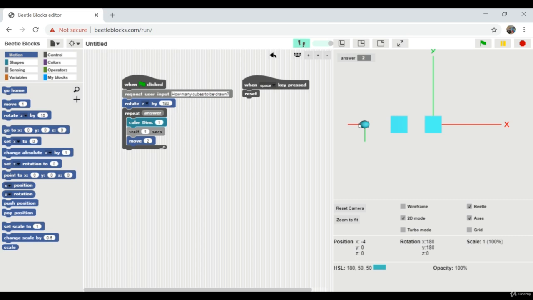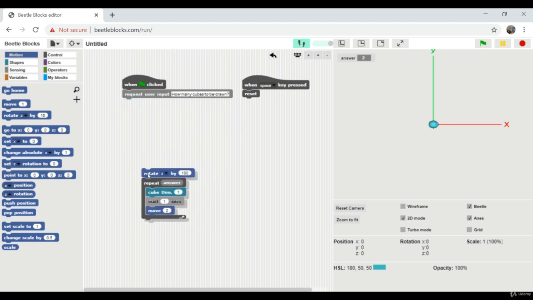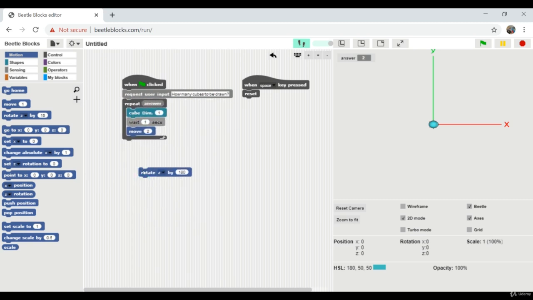So we have to remember that whenever we want to print anything on a specific axis or in a specific direction, then we need to align the beetle in the way we need it to draw that shape. So now what we will do is, we will remove this rotation. And now let's go ahead and try to print cubes on two lines, one on the x-axis and one a bit above this x-axis.